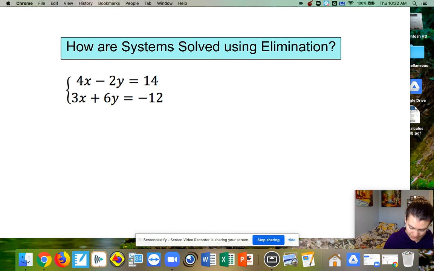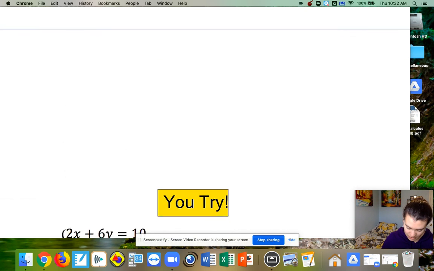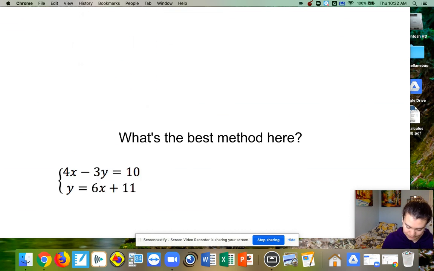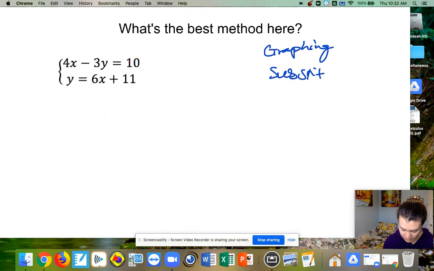All right, so this is another example right here. We're going to skip this one just because we've done a lot of examples. You can try this one if you want to, but there are lots of different methods. Like we talked about 3: there's graphing, there's substitution, and there's elimination.